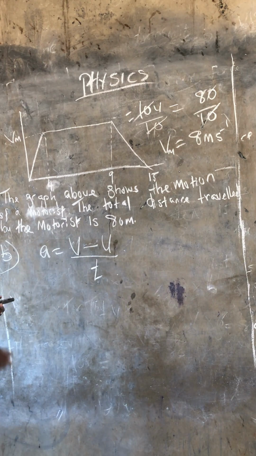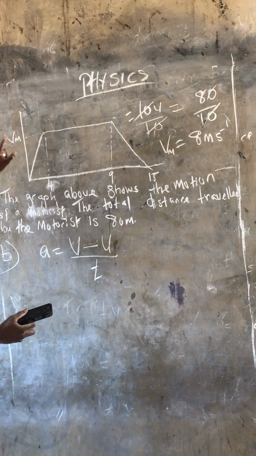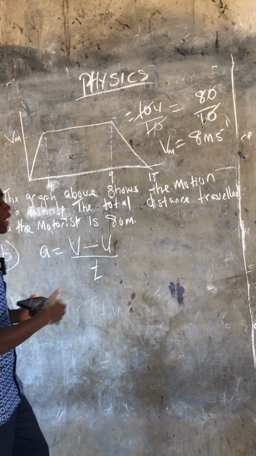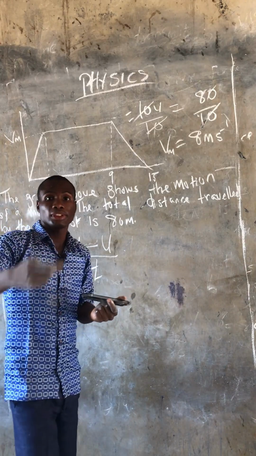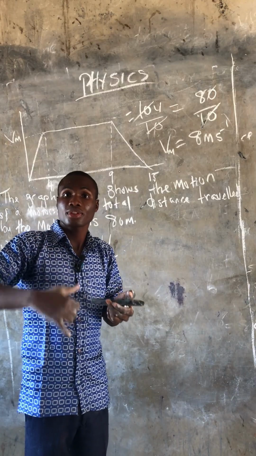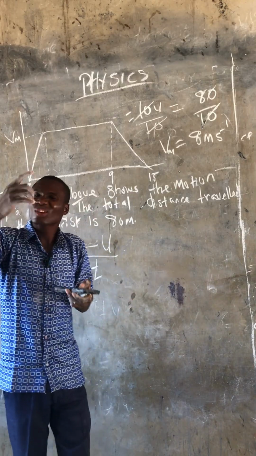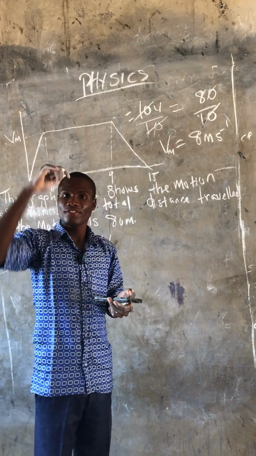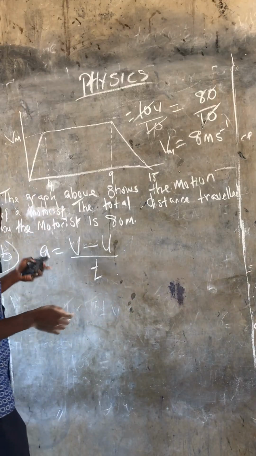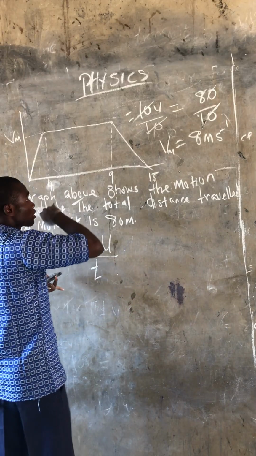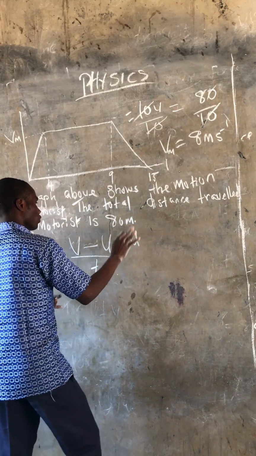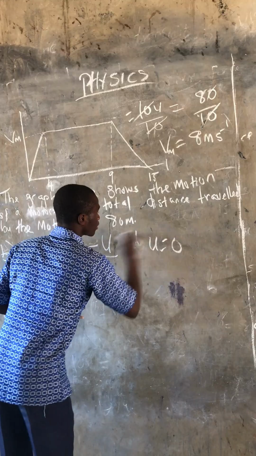In this case, the initial velocity here is 0, because I said earlier that whenever a body is starting from rest, the initial velocity is always 0. But when the body is coming to rest, the final velocity is always 0. So in this case, we are given the initial velocity, which is 0. Here, our u is equal to 0.